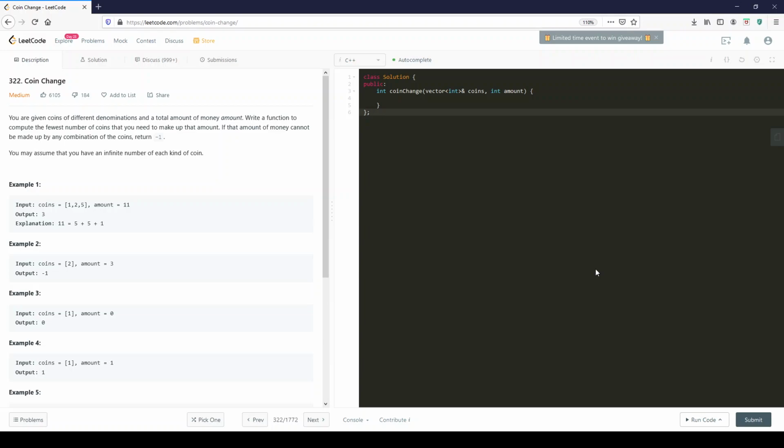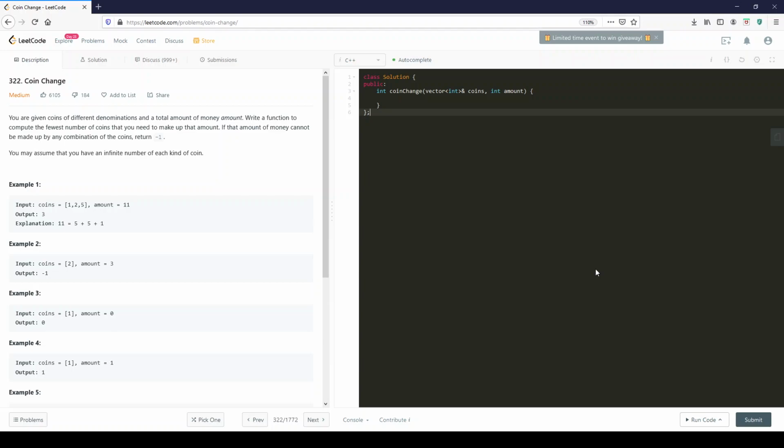It says you're given coins of different denominations and a total amount of money, amount. Write a function to compute the fewest number of coins that you need to make up that amount. If that amount of money cannot be made up by any combination of the coins, return -1. You may assume that you have an infinite number of each kind of coin.